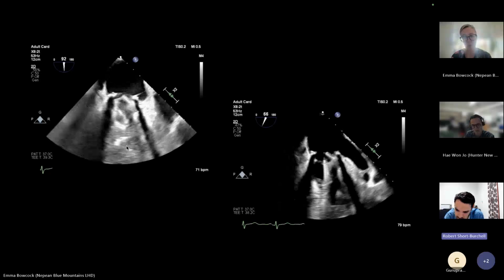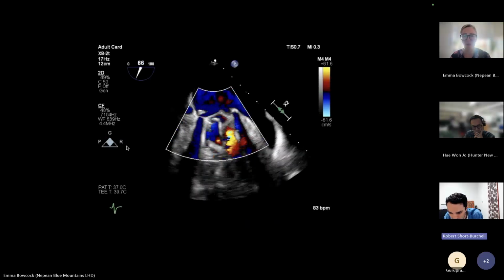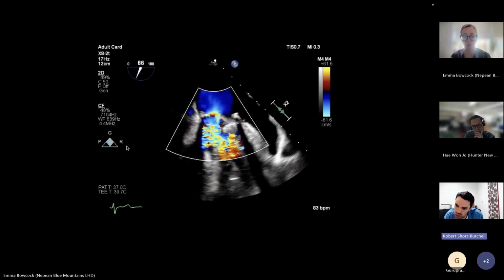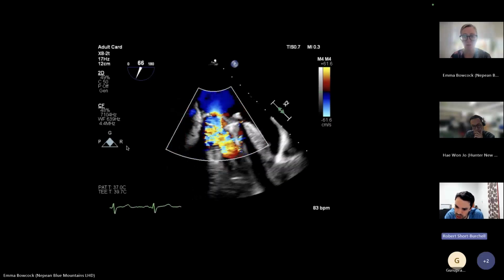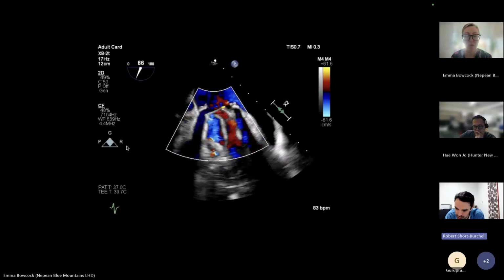Now, I can't comment on the left ventricular function because it's impeded by the artifact. So again, there's turbulent flow through the valve. You cannot see color flow going through the anterior leaflet of that valve.